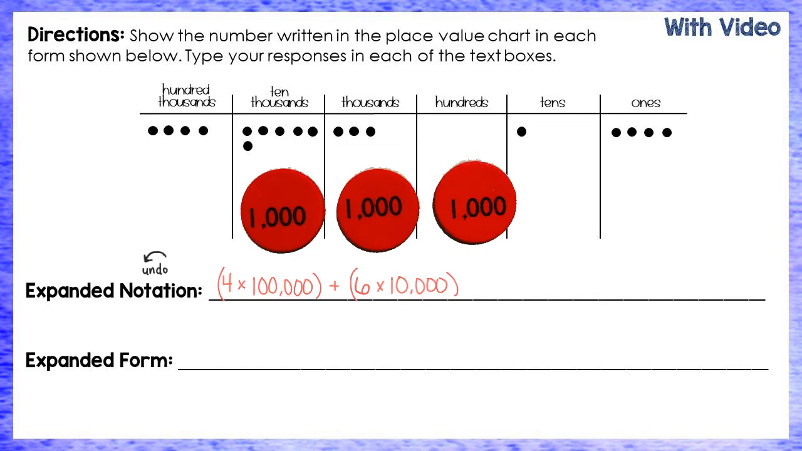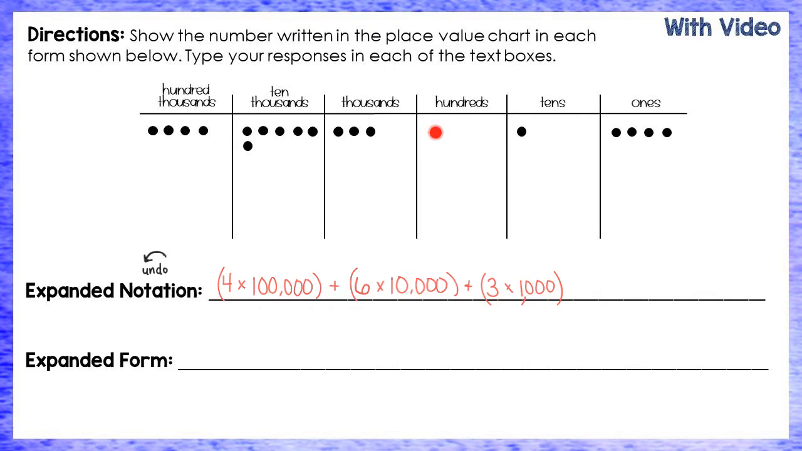Now we have our thousands. Here we have 1, 2, 3,000. And when we use our place value disc, we can see that each one of these represents 1,000. So we would write that as 3 times 1,000, because here we have 3 dots that are representing 1,000 each. And again, we add that to what we already had because we're trying to make our whole number.